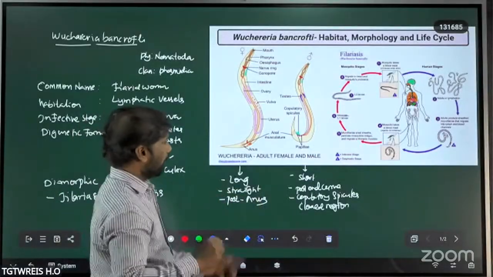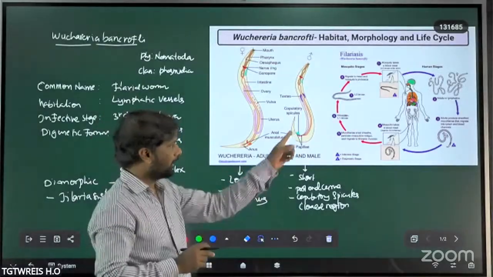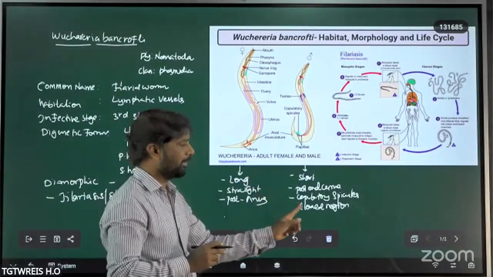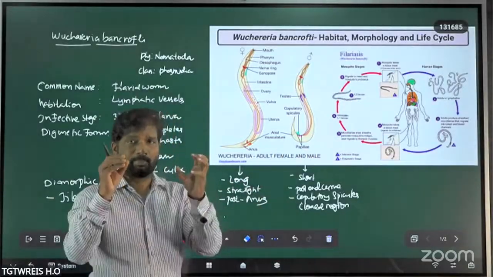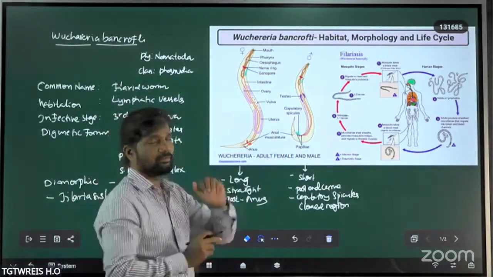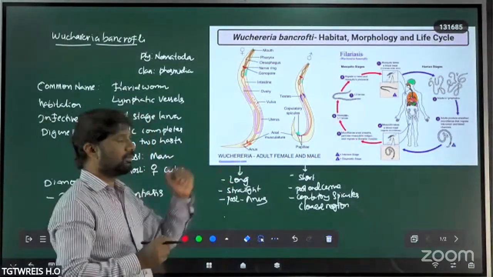So here, the organism has a short, curving posterior part and unequal sized copulatory spicules present. By these characters, we identify that it is the male organism. Okay, right now. Then after that you can go to this one.